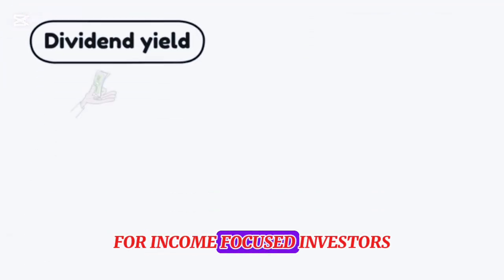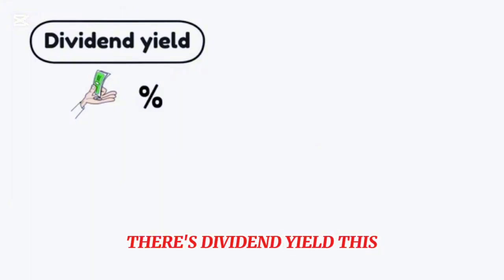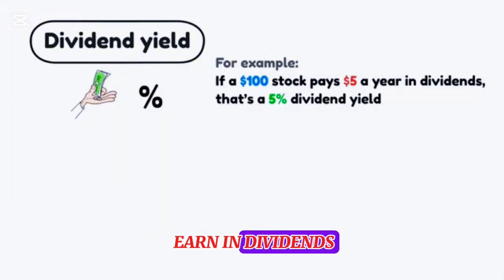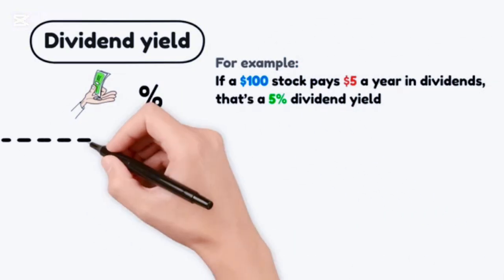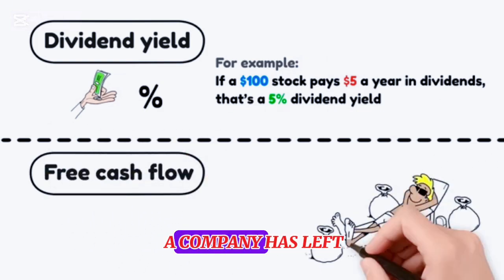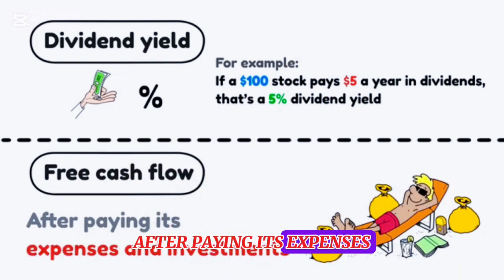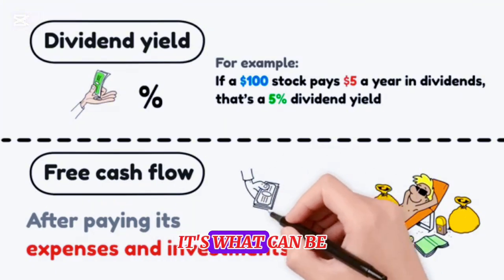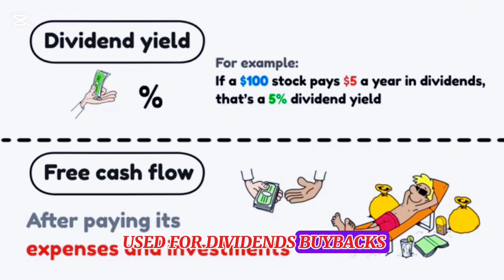For income-focused investors, there's dividend yield. This measures how much you earn in dividends compared to the stock price. Another key factor is free cash flow. This is the cash a company has left after paying its expenses and investments. It's what can be used for dividends, buybacks, or growth.